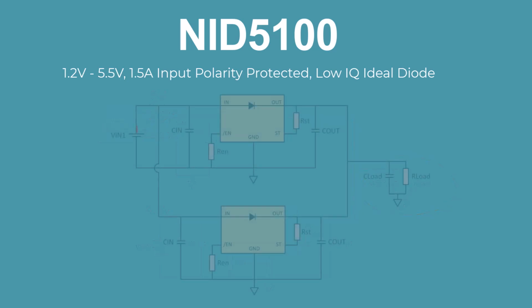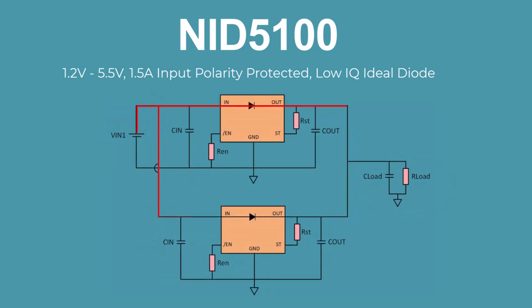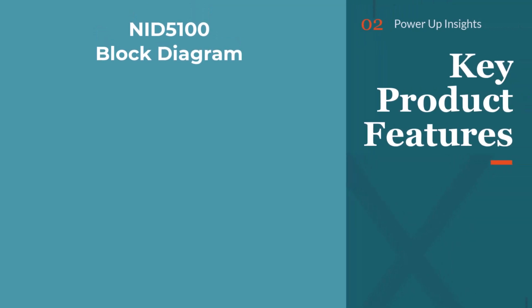The NID5100 can also be configured in parallel to sustain high currents and maintain thermal efficiency. This sharing of the load current can lead to lower internal power dissipation in system designs. As with priority ORing, there is no limitation to the amount of devices that can be used in parallel or ORing configuration. Now let's take a look at some of the key features and benefits of the NID5100.